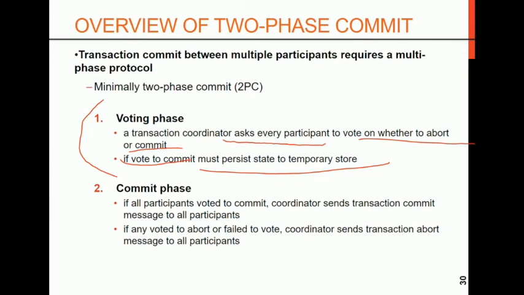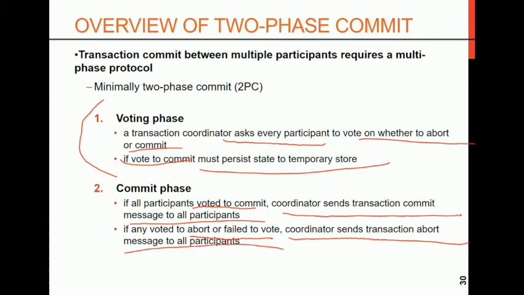If all participants vote to commit, the coordinator sends a transaction commit message to all participants. If any voted to abort or failed to vote, then it must send a transaction abort message to all participants. So only if they all vote to commit does the coordinator tell everybody to commit.